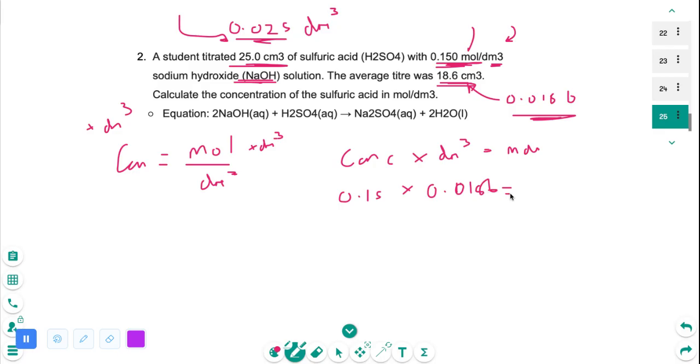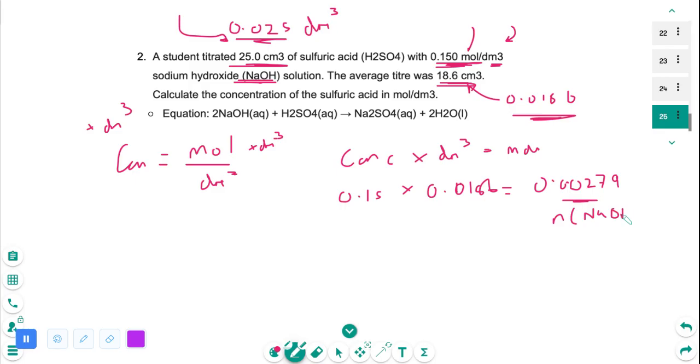So 0.15, always use a calculator, times 0.0186 gives us 0.00279. This is science. Yes, I can do some of this in my head, but our job is to not make mistakes and be efficient. This is the number of moles of sodium hydroxide.